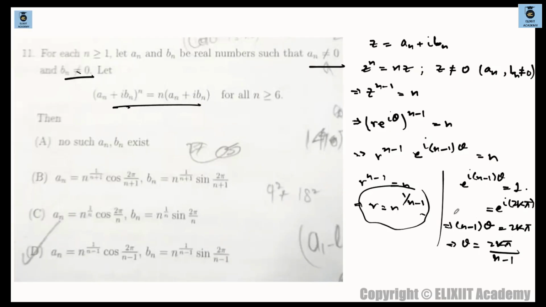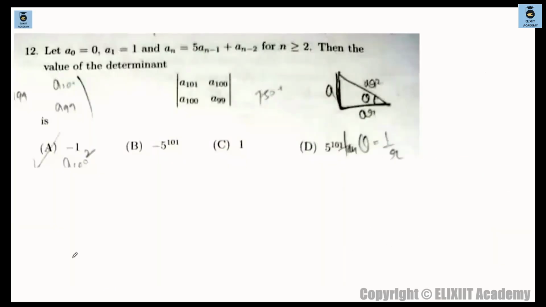So definitely we can say from here, z is n raised to the power of 1 upon n minus 1 times cos of 2k pi divided by n minus 1, plus i sine of 2k pi divided by n minus 1. And this is for a specific value of k that we are getting over here. For a specific value, they have taken k equal to 1. So you will end up getting this thing. So definitely option D is correct.